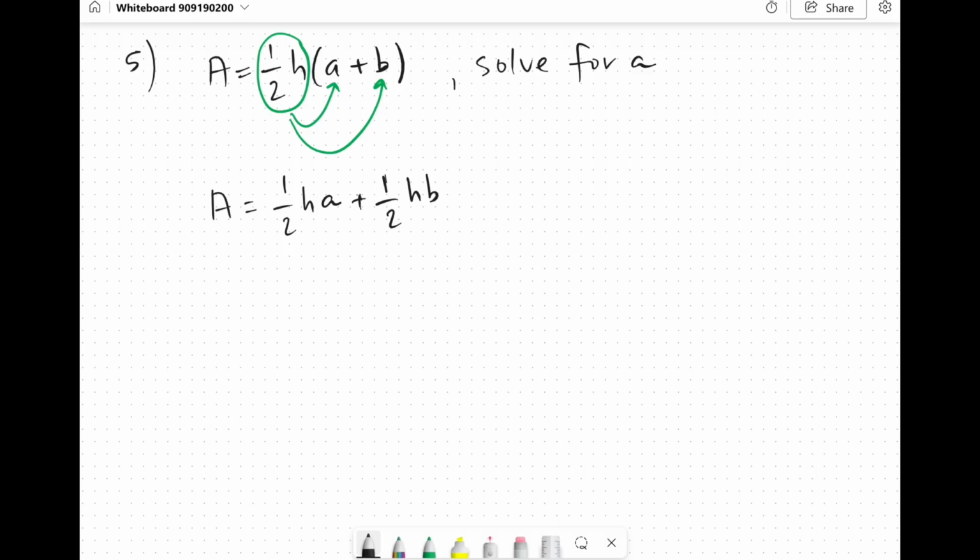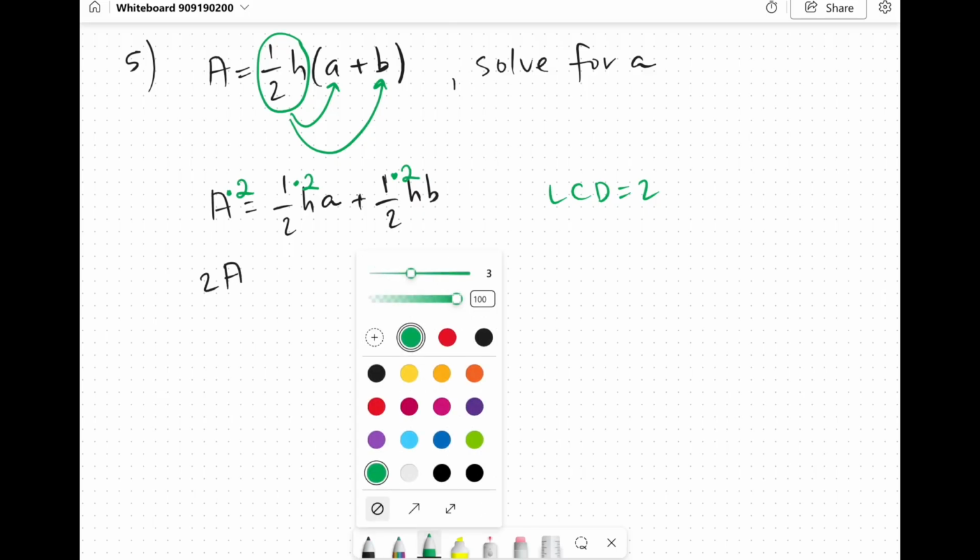Now, I will be removing addition or subtraction and then multiplication or division, but before I do that, I will go ahead and remove the fractions by multiplying every term by the LCD, which is 2. It's the only denominator that we see, so it serves as our LCD. I'll multiply my big A by 2, my 1/2 HA by 2, and my 1/2 HB also by 2. So on the left, I have 2A.